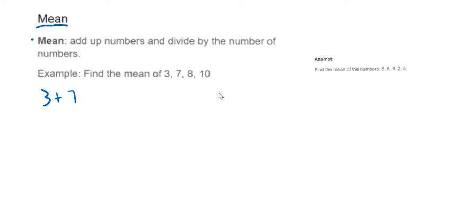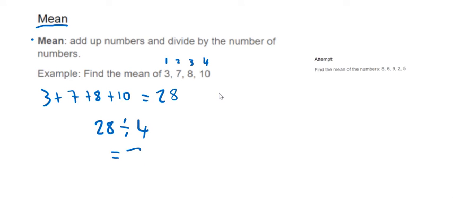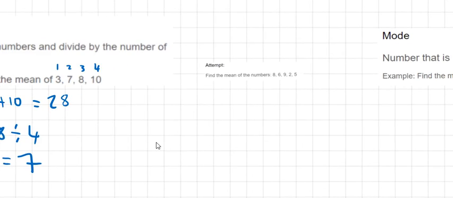So we're going to do 3 plus 7 plus 8 plus 10. I'm just showing my workings here as well. So 3 plus 7 is 10, plus 8 is 18, plus 10 is 28. So the answer to that is 28, and then I'm going to take that 28 and divide by the amount of numbers that are there. So it's 28 divided by, and then there's 1, 2, 3, 4 numbers there, so divide by 4. So 28 divided by 4 equals 7. So that's all we're doing, adding up the numbers and dividing by how many there are.